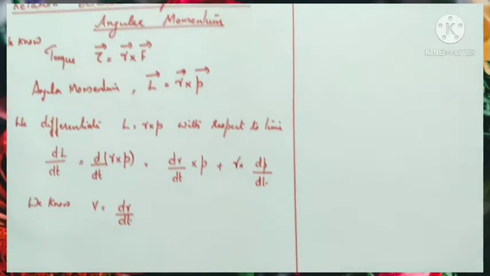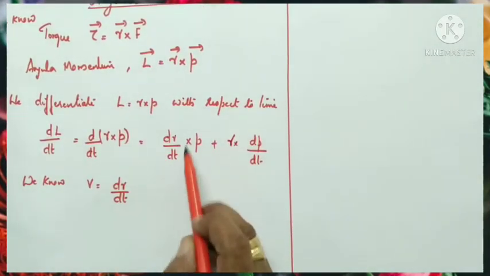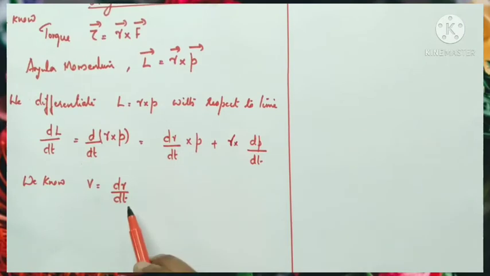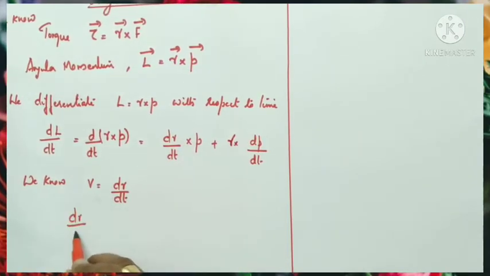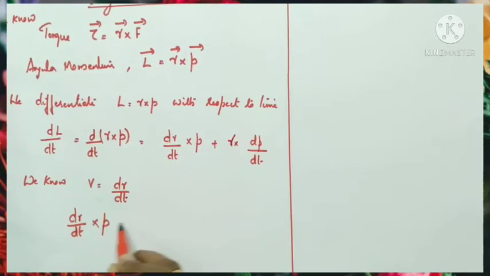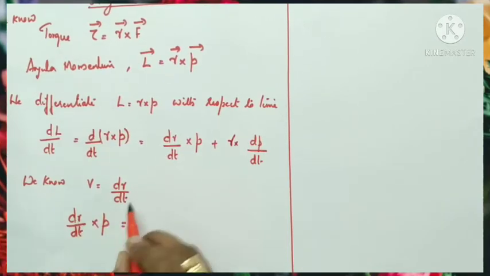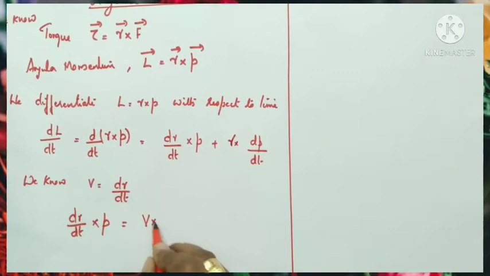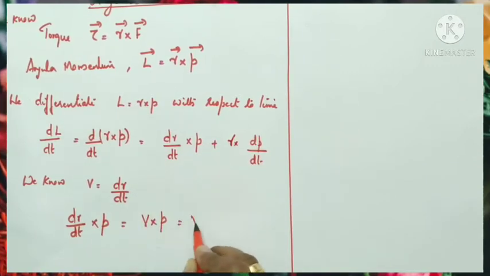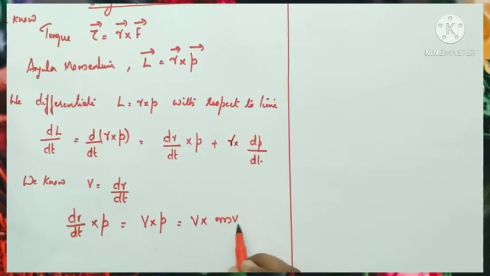But we know velocity v equal to dr/dt. Velocity is dr/dt, isn't it? So this term dr/dt cross p is equal to, what is this dr/dt? Velocity, v cross p, or it can be written as v cross, momentum is mass into velocity, isn't it? So here velocity cross mass into velocity.